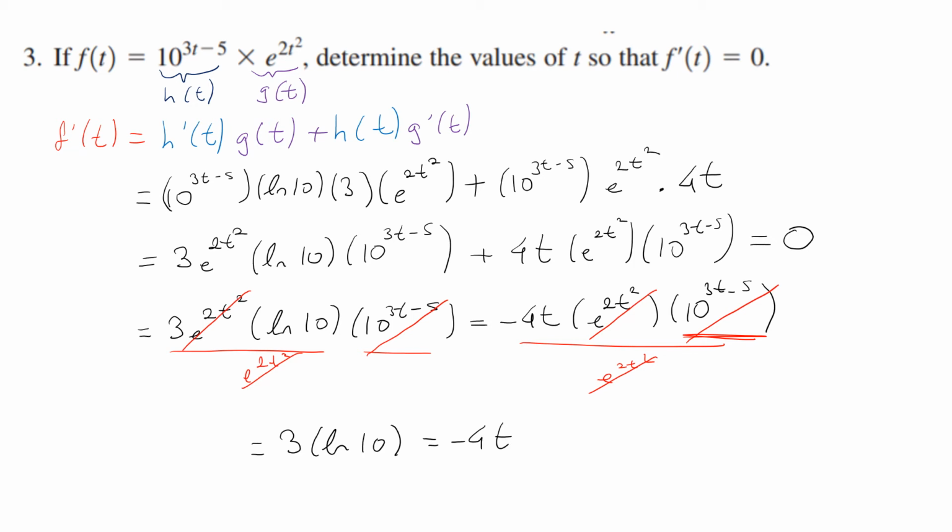So now I end up with this, and since I want to find what my t value is, I'm going to leave t alone by dividing each side by -4, which will cancel this one out. And as a result, I get t equals 3 ln 10 all over -4. That will be my answer.